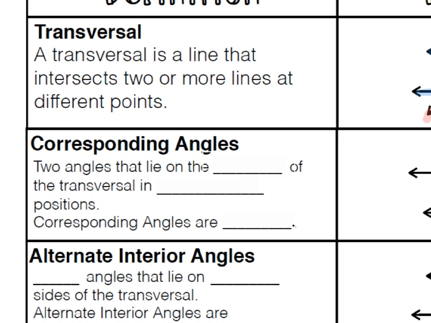I'm going to write this with a pen. Same side of the transversal in, I'm going to say, relatively the same position. Corresponding angles are congruent. I know it's been 2 weeks since we had class, but congruent, if you remember, is just a math word for the same. They're the exact same.